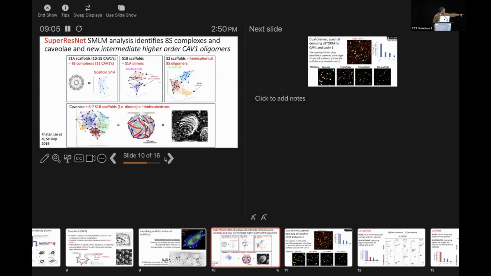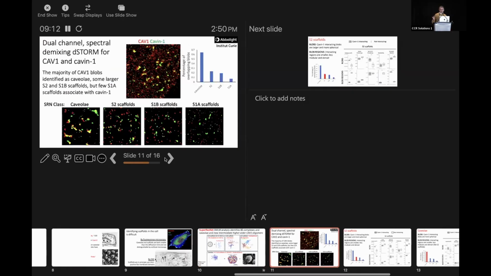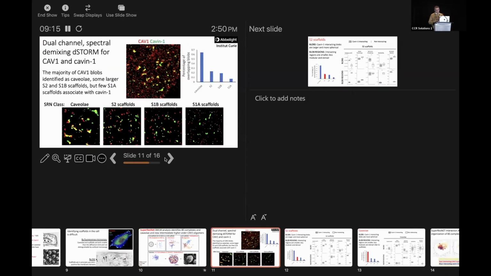And I show here the striated structure, and this is what a caveoli looks like, and I'm going to come back to that later and show you some. So we were very interested in looking at how caveolin and cavin interact in the cell. We set up a dual channel spectral demixing D-STORM using a microscope that we accessed at the Institut Curie in Paris. Spectral demixing allows us to use 2 far-red probes and acquire them simultaneously. It really limits the drift issue and the chromatic aberration issue.